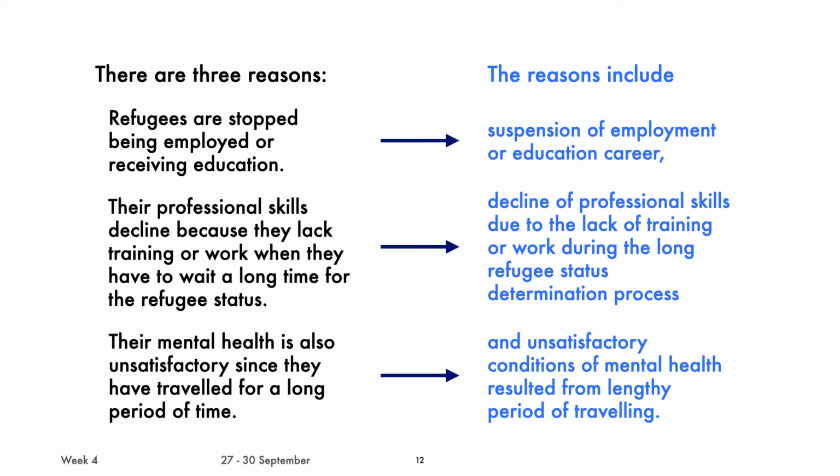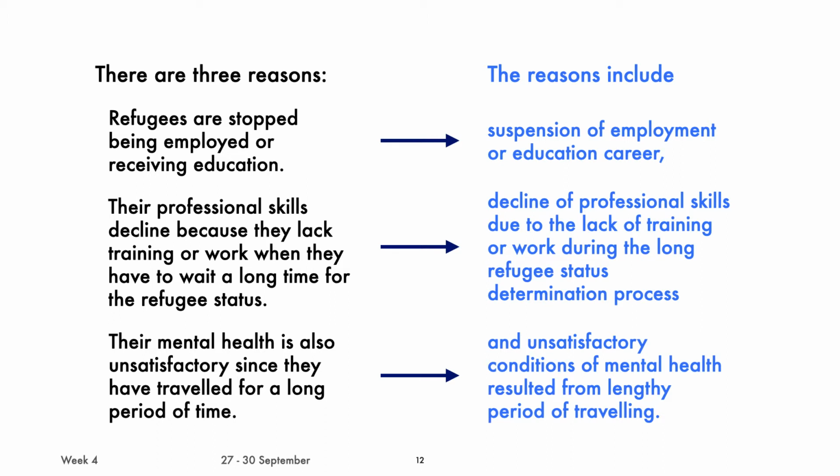Here it is. So on the left-hand side, you have the original text, and on the right, you have the three sentences nominalized. So it goes, the reasons include suspension of employment or education career, decline of professional skills due to the lack of training or work during the long refugee status determination process, and unsatisfactory conditions of mental health resulted from lengthy period of traveling.